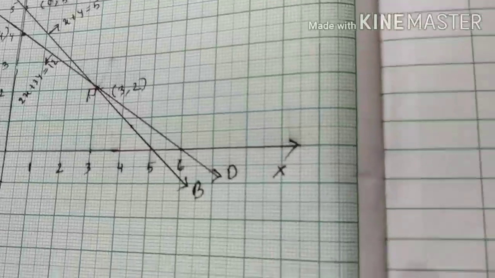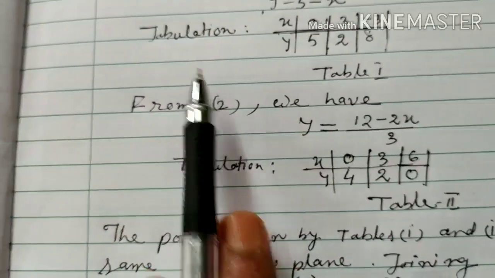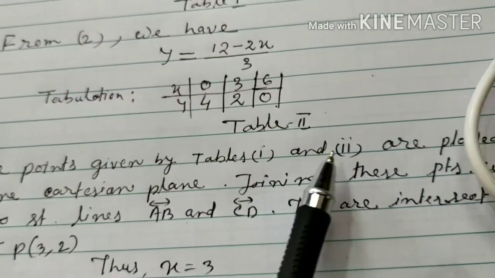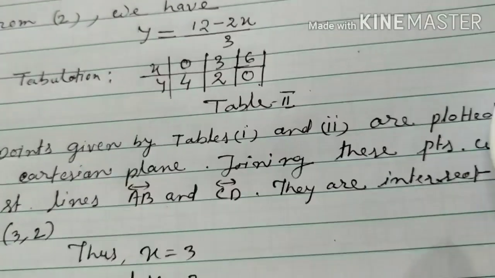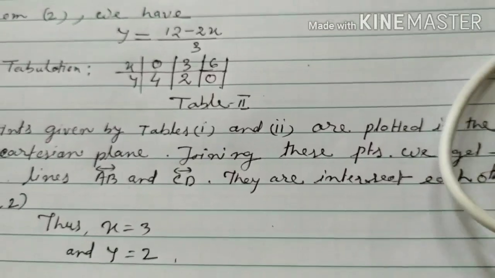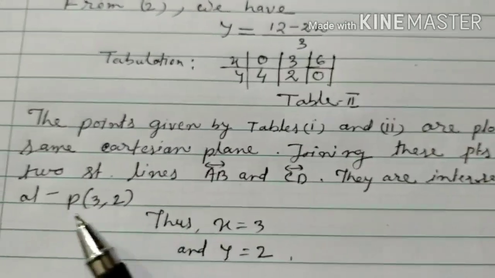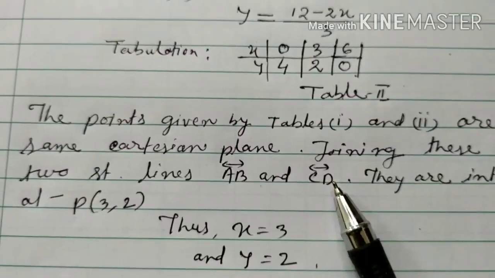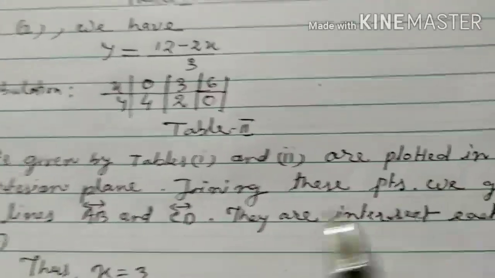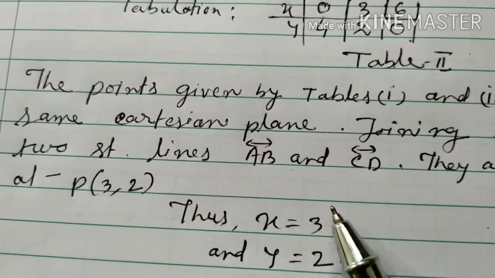But in the exam you have to use the technique. The points given by table number 1 and 2 are plotted in the Cartesian plane, and joining these points we get two straight lines AB and CD. They intersect each other at B, which is (3, 2), thus x equal to 3 and y equal to 2.